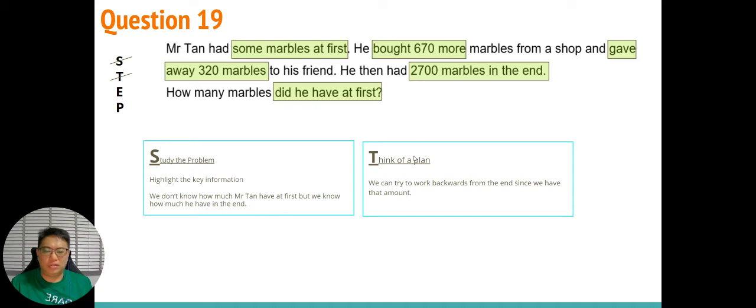After you think of a plan, what's the next thing we should do? We should do it. Okay, we execute the plan. That is E, execute the plan. So let me show you how we can do this.